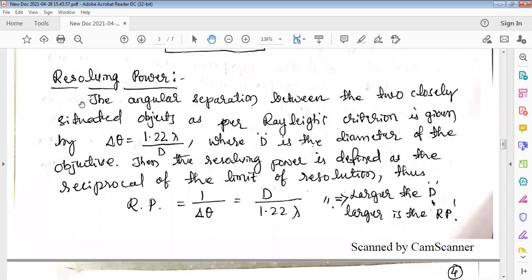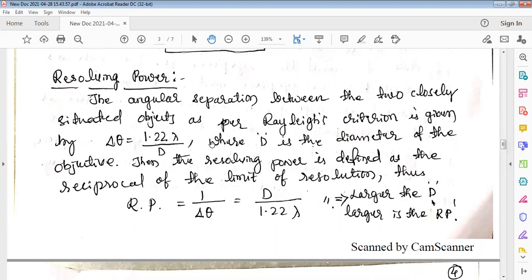Then we'll see what is the resolving power. The angular separation between two closely situated objects as per Rayleigh's criterion is given by delta theta is equal to 1.22 into lambda divided by d. We have studied this while studying the resolution of two closely situated objects.